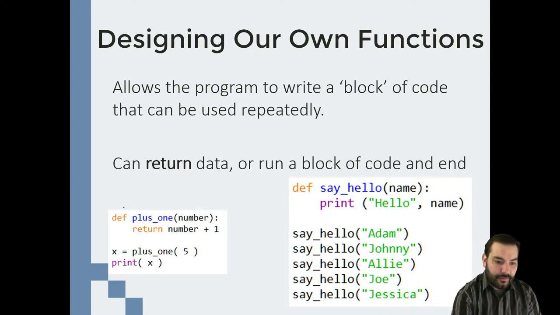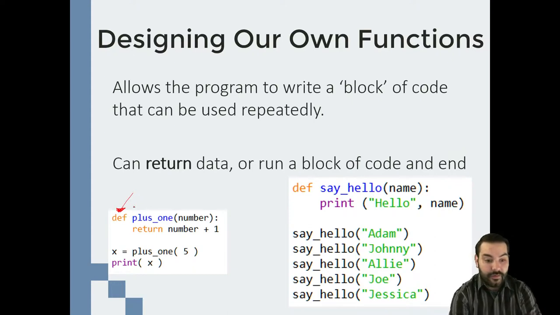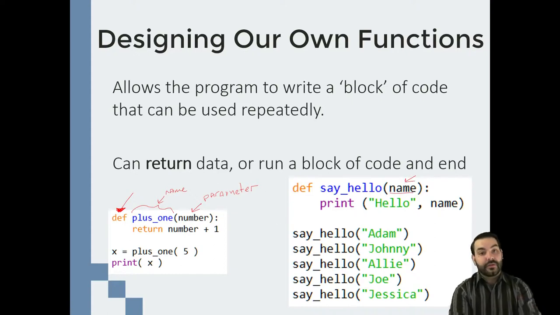To do that, I utilize something called the def command. The def basically is saying define this function, and I give it whatever that function's name is going to be. So in this case, plus one. That's the name of my function. And then I give it whatever parameters I'm expecting this to take. In this case, plus one is expecting one parameter. Over here in say hello, it's also expecting one parameter, in this case, name.